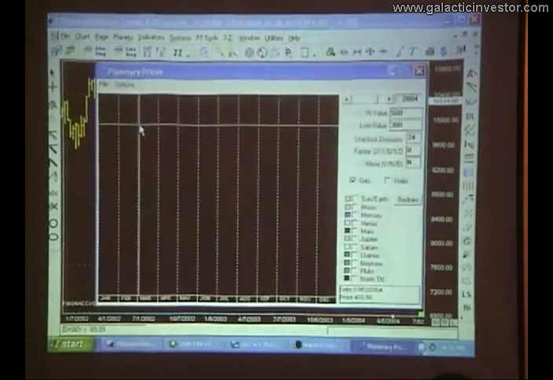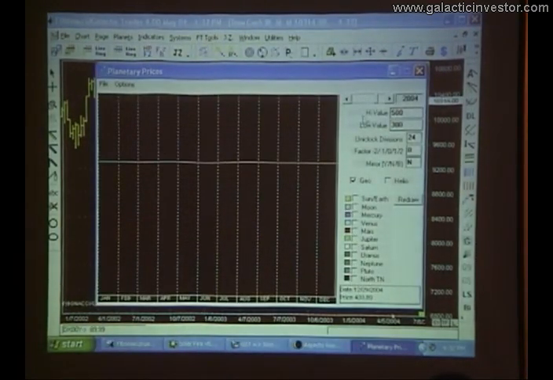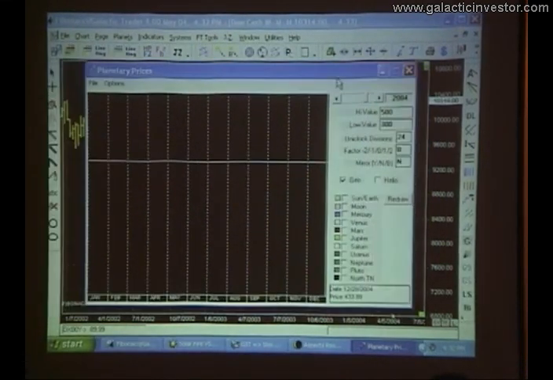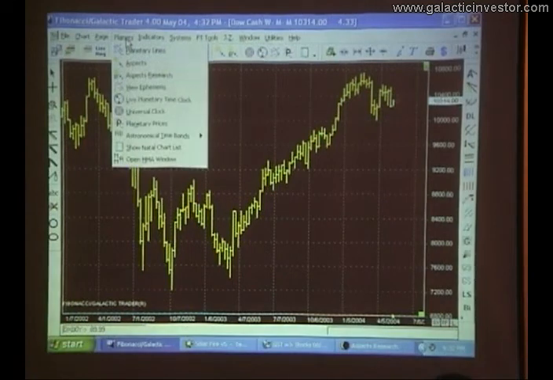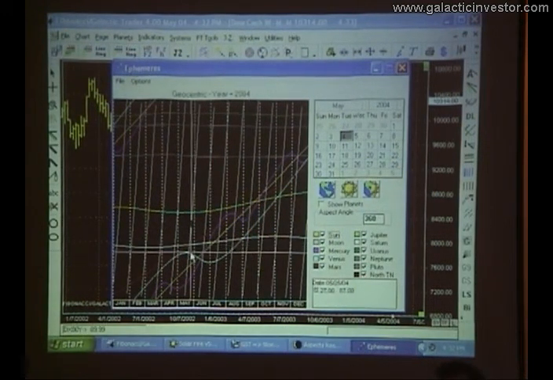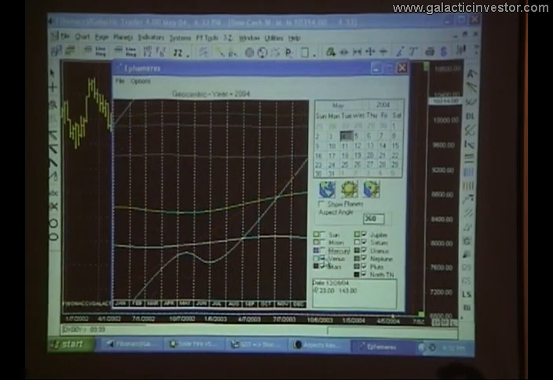You can go to planetary price lines, and if we're looking at the Dow, for example, no, not planetary price lines. I want to go to view ephemeris. We have a graphic ephemeris. I don't know if anybody's worked with this or not, but if you don't have an ephemeris, you can work with this, and it tells you the planetary positions. And if you're looking at long-term cycles, we'll just uncheck the inner planets.